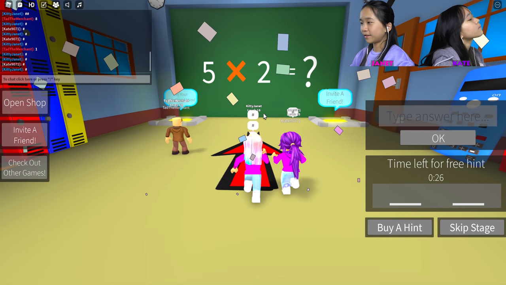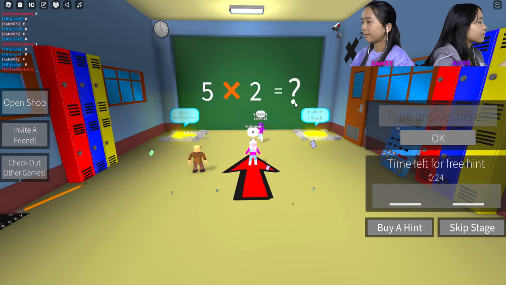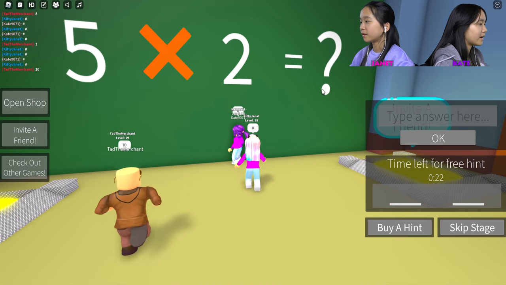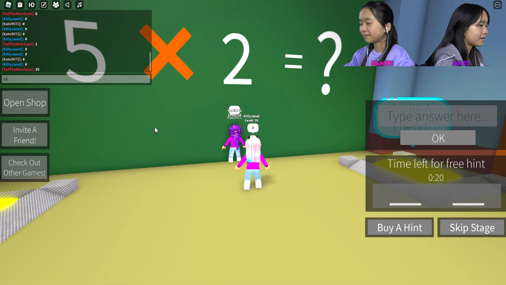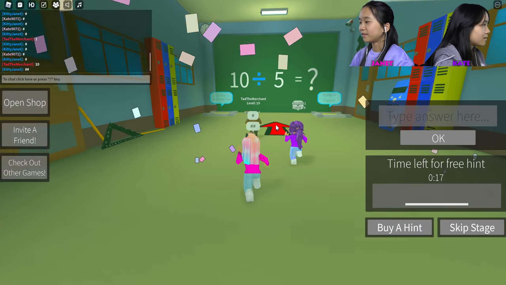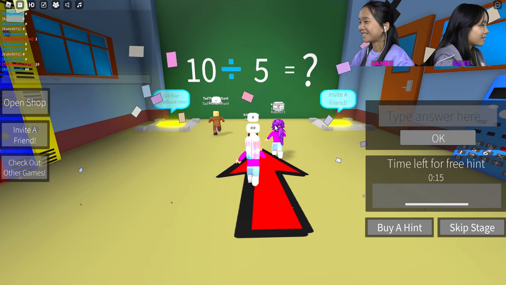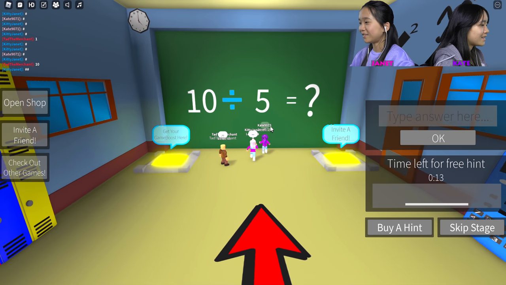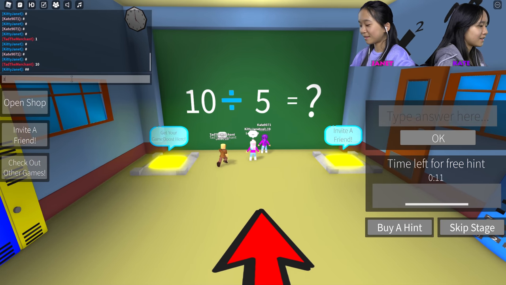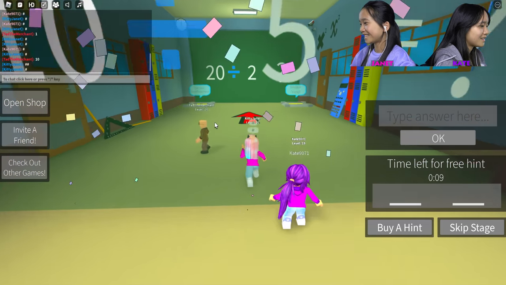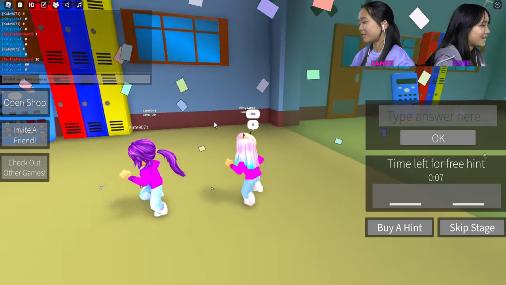Okay, Ted, this is yours. 5 times 2 equals question mark. Type question mark, because it says question mark. Ted said 10. Okay, this is mine. 10 divided by 5. It's getting to division. I think it's 2. You think it is? Yeah, I put it in.